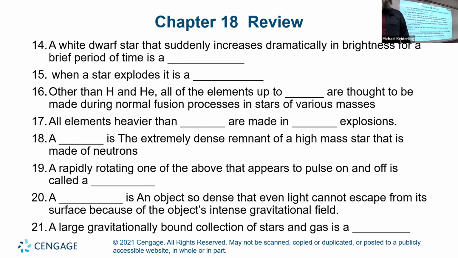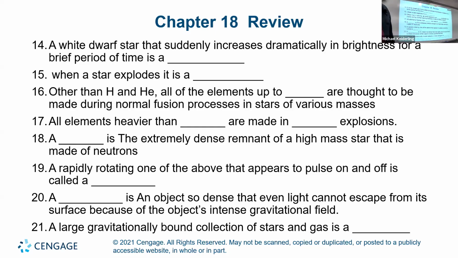Other than hydrogen and helium, all the elements up to iron are thought to be made during normal fusion processes in stars of various masses. All elements heavier than iron are made in supernova explosions. At least that's what we're going with for this class. Reality is a lot more complicated, there's extra steps.